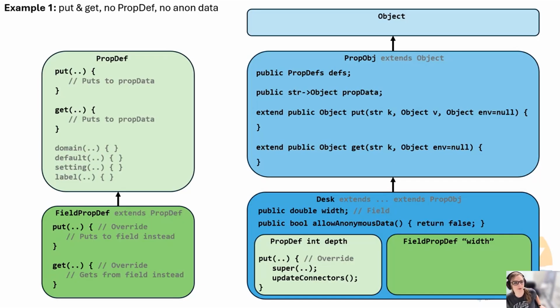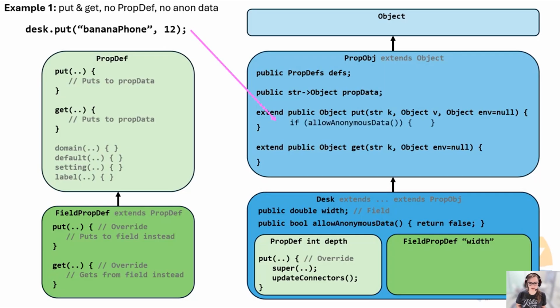There's something that does not have an associated PropDef on an object that does not allow anonymous data. So I'm going to have my desk object, and I'm going to do a put call to it using the key banana phone and the value just 12. So it is going to go to the put on the prop object. It's going to check, does a PropDef exist? And as you can see on my desk, there is no prop object or PropDef with the key banana phone. So that is not possible.